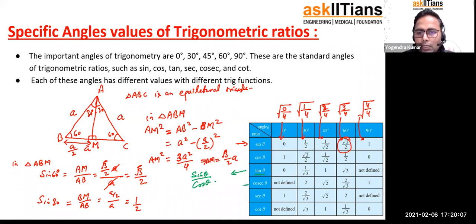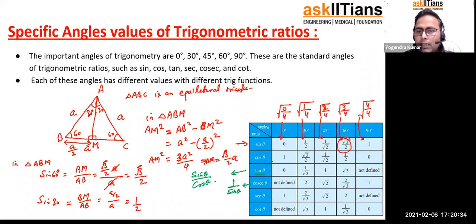Now cosec theta is 1 by sine theta. So we take the reciprocal of sine values. So 1 by 0 we say not defined, or you can remember it as 1 by 0. Now 1 by 2 reciprocal is 2, right? Because it is the reciprocal of sine values. 1 by root 2 reciprocal is root 2. Root 3 by 2 reciprocal is 2 by root 3, and 1 reciprocal is 1.